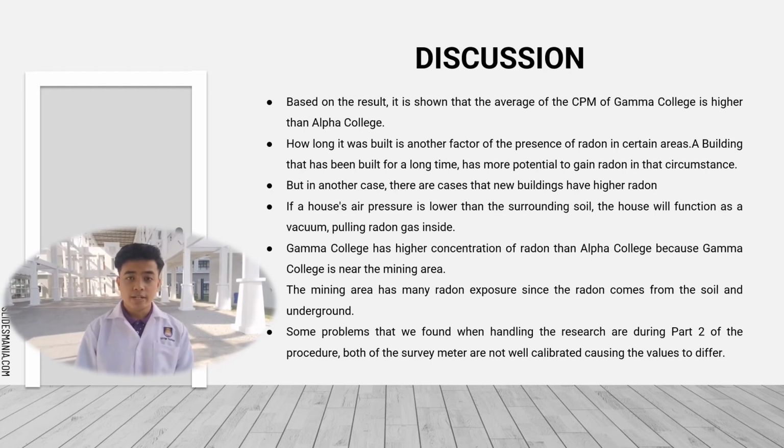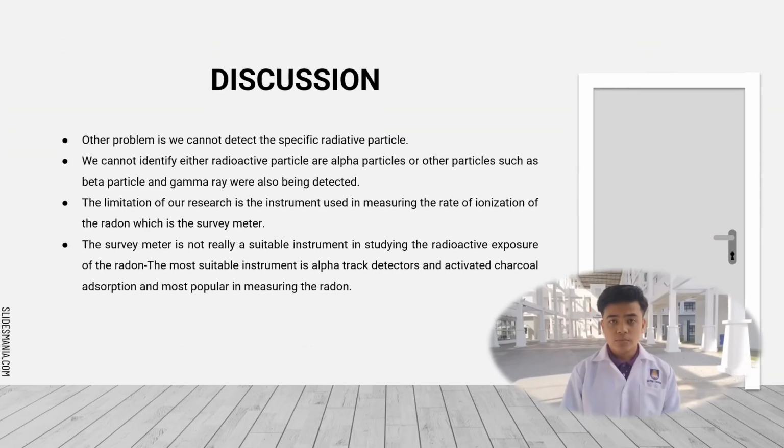Some problems that we found when handling the research were during part 2 of the procedure. Both of the survey meters were not well calibrated, causing the values to differ. Another problem is that we cannot detect the specific radioactive particle. We cannot identify whether it is an alpha particle, or whether other particles such as beta particles and gamma rays are also being detected. The limitation of our research is the instrument used in measuring the rate of ionization of the radon, which is the survey meter. The survey meter is not really a suitable instrument for studying radioactive exposure of the radon. The most suitable instruments are the alpha track detector and activated charcoal adsorption.